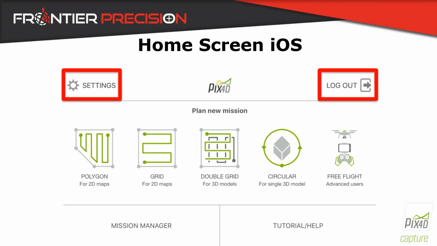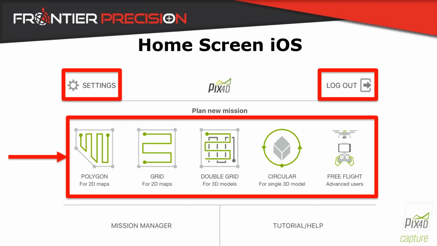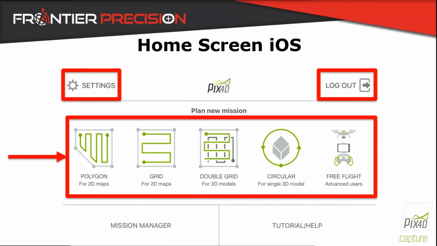Next, you have a settings menu. We'll go through that shortly. And then down below here, you would see, okay, you want to plan a mission. Well, let's pick what type of mission that we want to plan. So basically, pick that and you'll proceed to the mission setup, which we'll look at in a minute here.